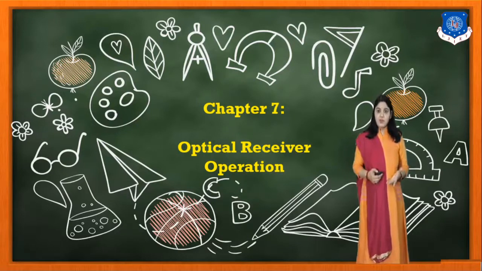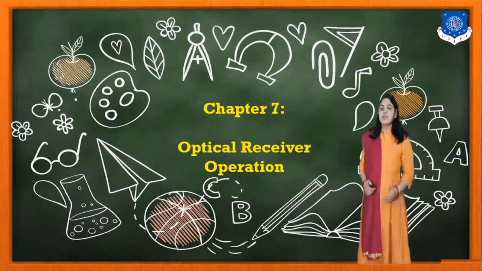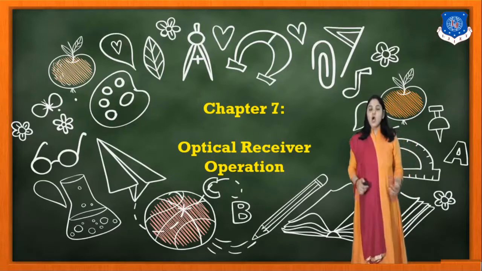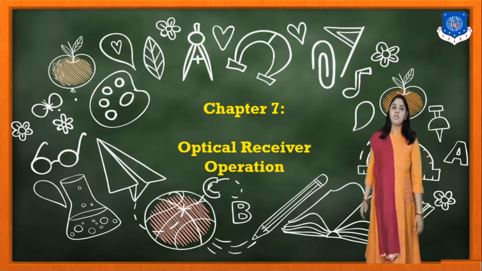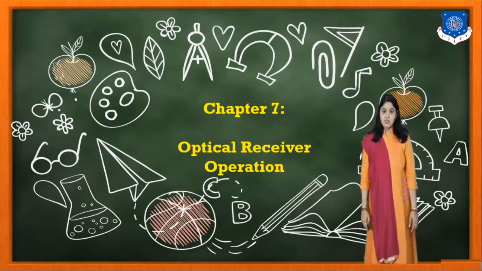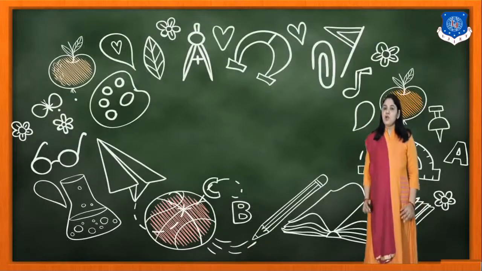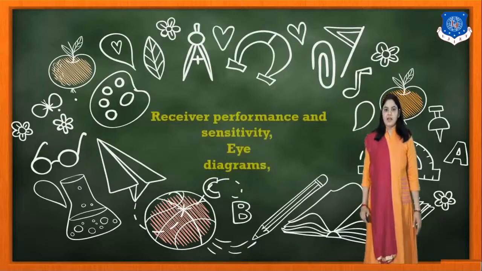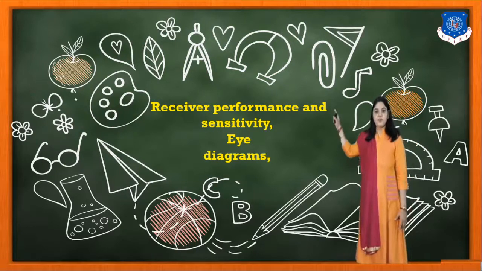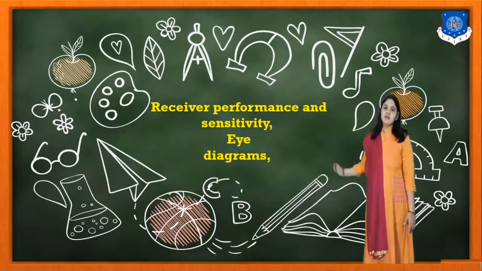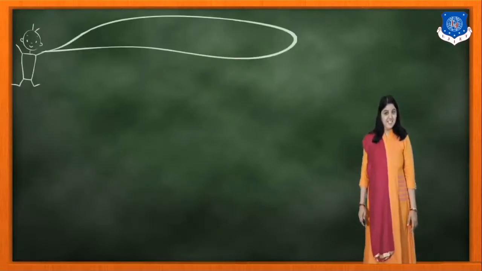Now in this video we are going to learn about a few more interesting topics related to optical fiber communication. We are going to discuss the optical receiver operation. So friends, now we are at the other end of the fiber optic communication block diagram. In this video, we will discuss the receiver performance, the sensitivity and the eye diagrams. So these are the topics for discussion in this video.